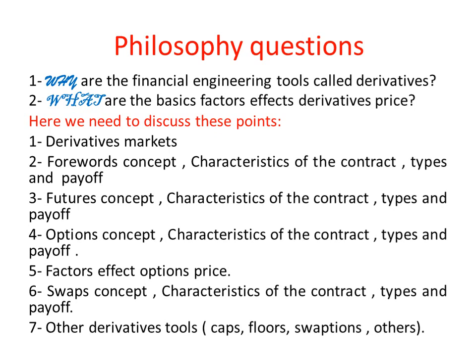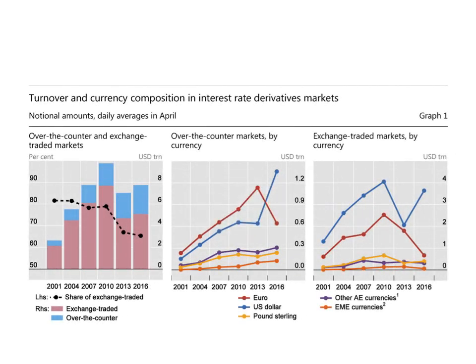Here we need to discuss this point: derivatives market, forward concept and future concept, options concept, factors effecting options price, swaps concept, and other derivatives tools. لا نريد أن نطيل عليكم في هذا المجال. إذن على الطالب أن يتناول هذه الجوانب, deal with this subject, read it from the sources, the modern financial sources, and discuss it and submit it in papers for me.